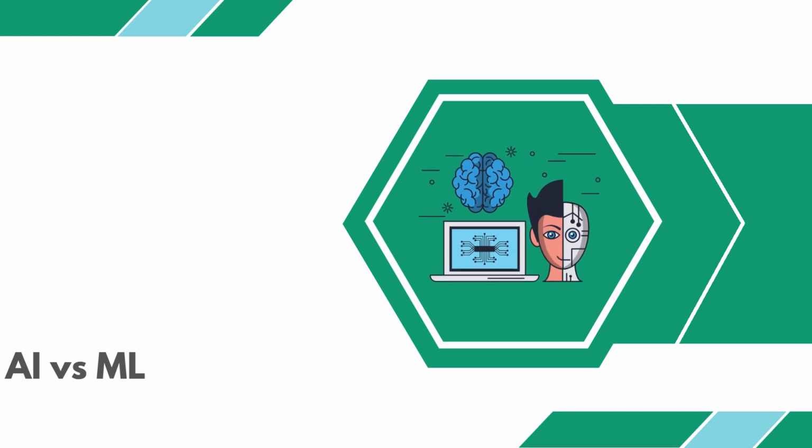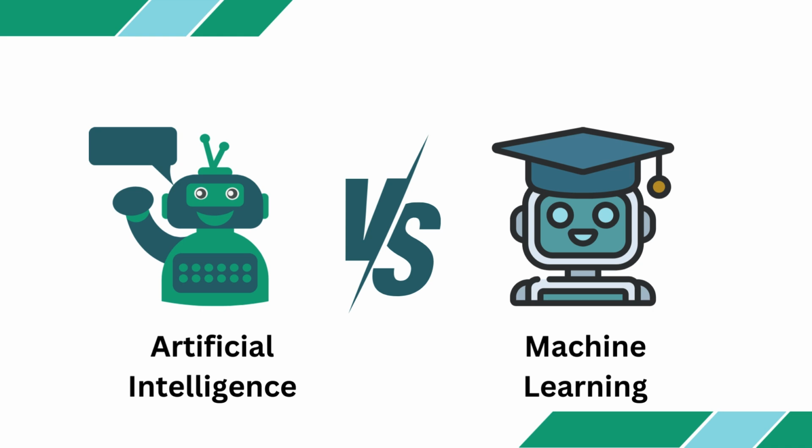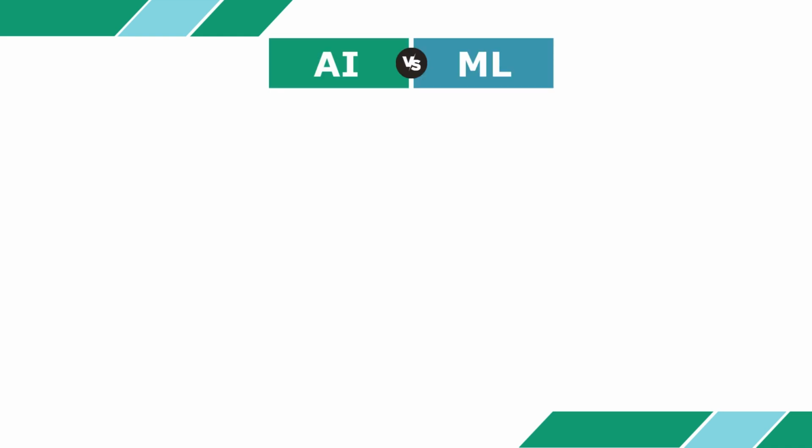Hello all, welcome to this lecture where we'll be talking about key differences between artificial intelligence and machine learning. These two terms, AI and ML, are often used interchangeably. Let's see what the major differences are.